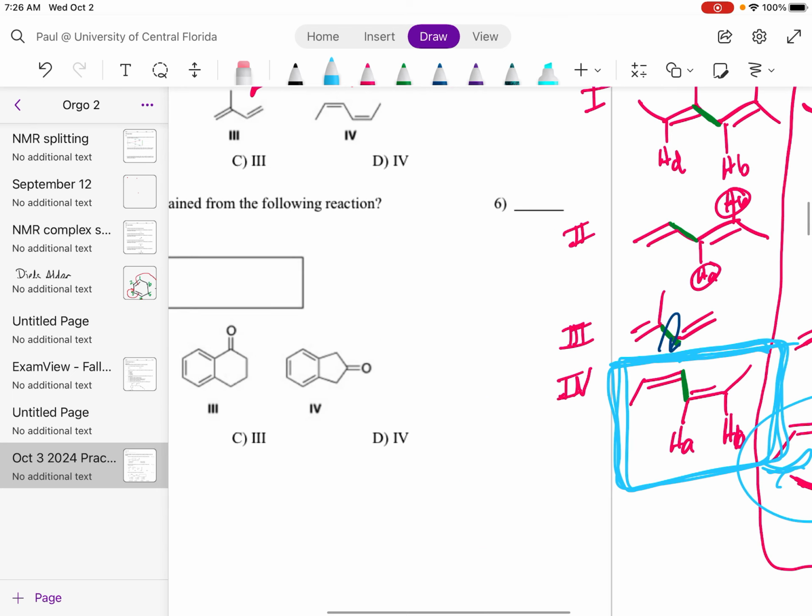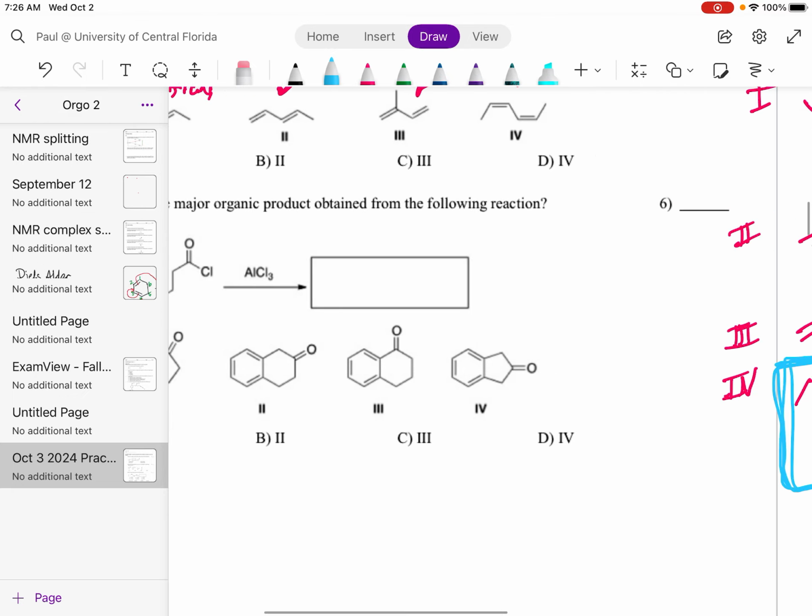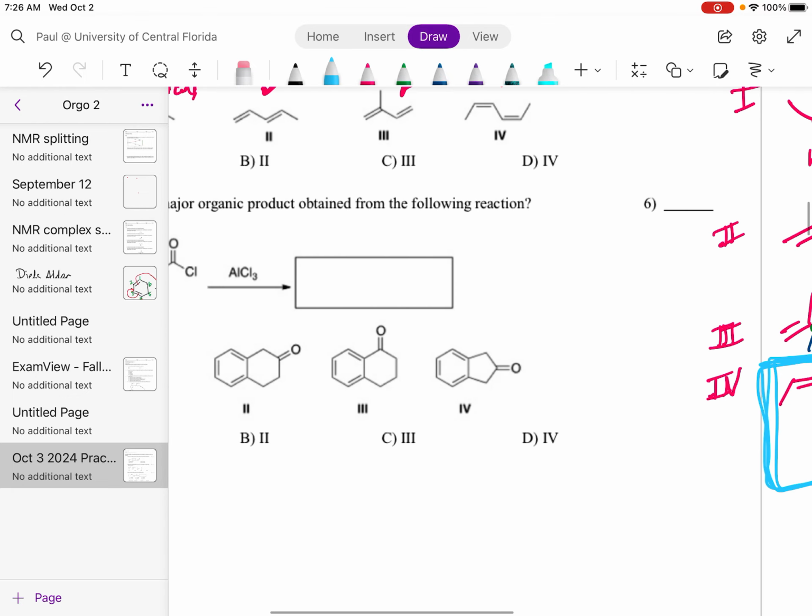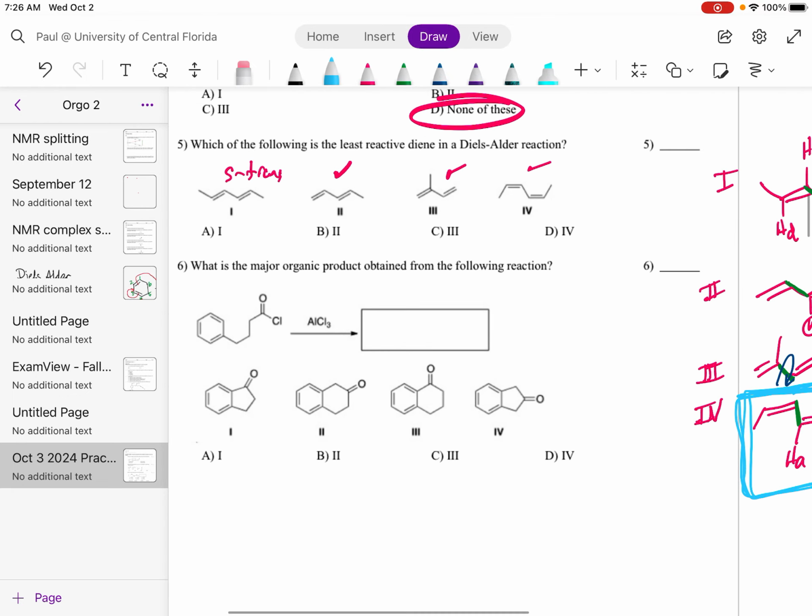So that problem requires you to do a lot of rotation and understanding S-cis and S-trans. So the correct answer would be D. Question 6.